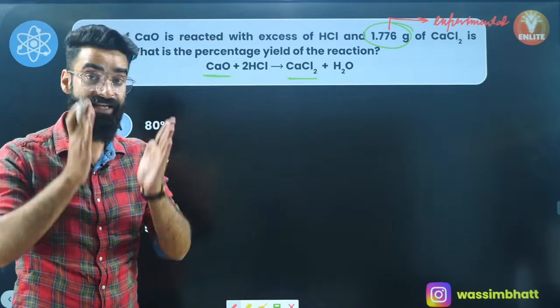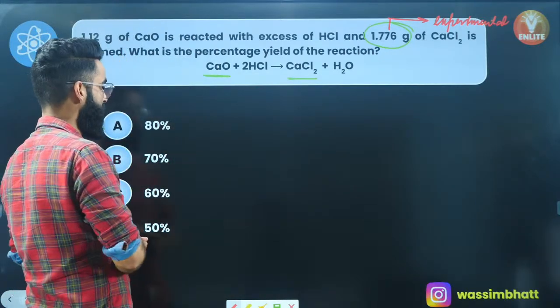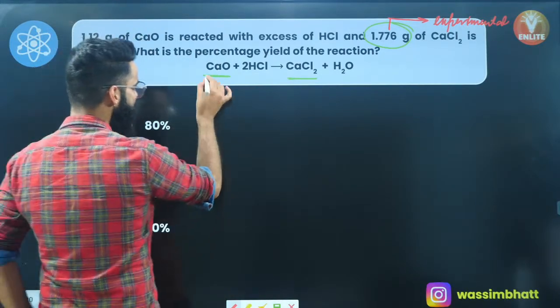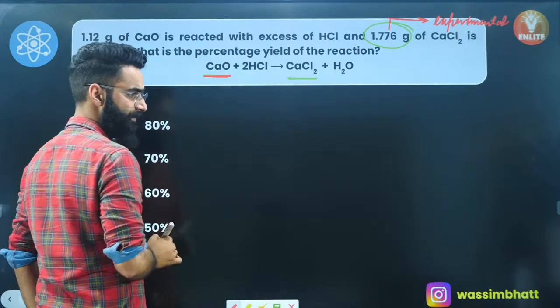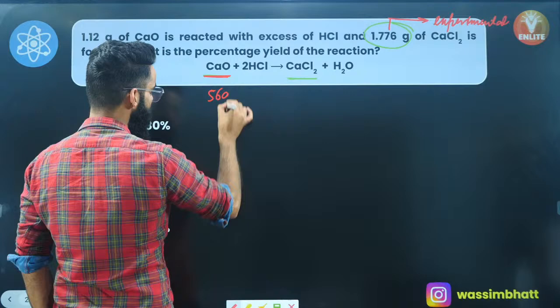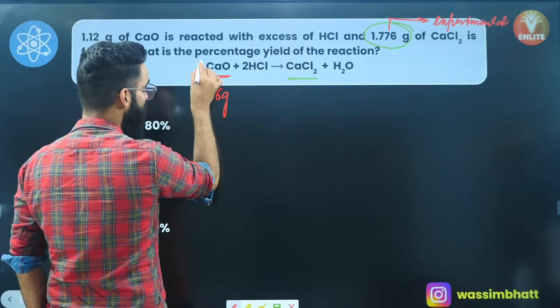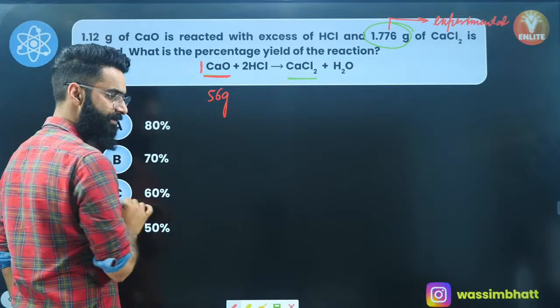Now guys, have a look exactly how do I get the expected amount of CaCl2. Have a look exactly what am I going to do. If I ask you what is the molar mass of calcium oxide, molar mass of calcium oxide is going to be 40 plus 16, that means 56 grams. This is the molar mass of calcium oxide, or you can say this is the mass of 1 mole of calcium oxide. 1 mole of calcium oxide, right?